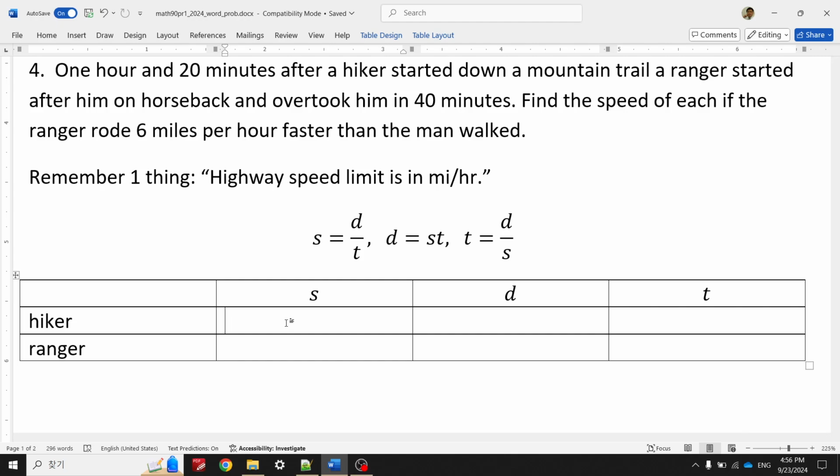Okay, hiker speed. Do we know the hiker speed? Yeah, you can say 6 miles per hour, but since we don't know, we'll just put it as X for now. Okay, what about the distance? Do we know the distance? No, we just know that he went for some hours. So this should be unknown. Why? Do we know the time?